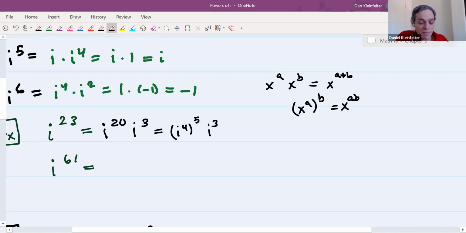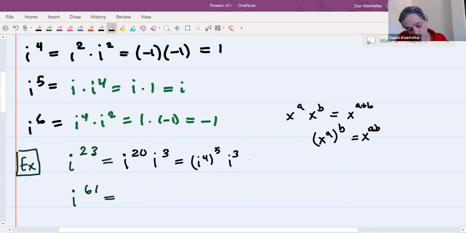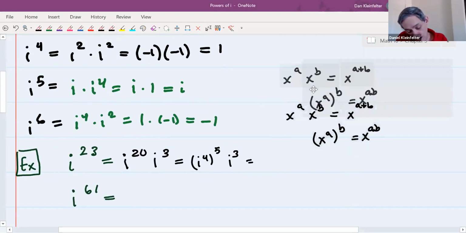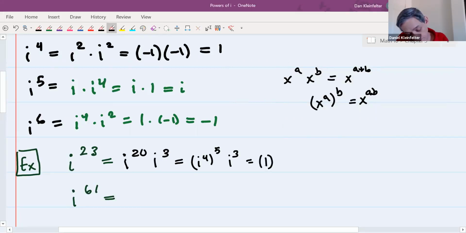Why would I do that? Because we know that i to the 4th power is equal to 1, so we can rewrite our i to the 4th power as a 1. Our i cubed we knew was minus i, so we'll end up with just minus i for an answer.